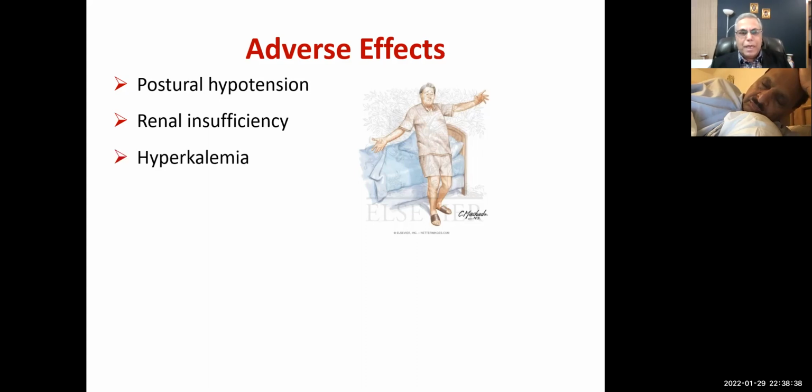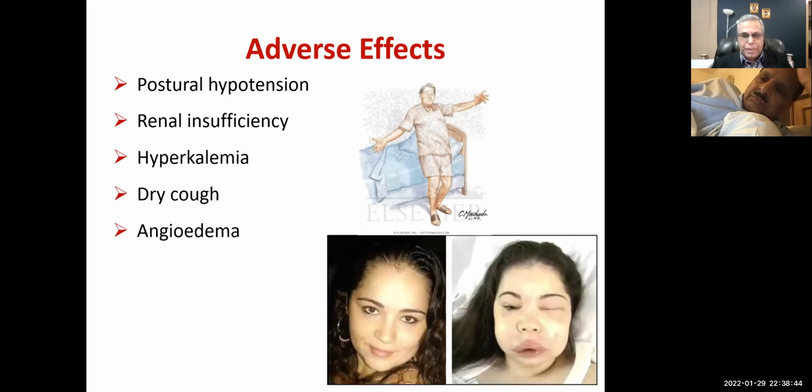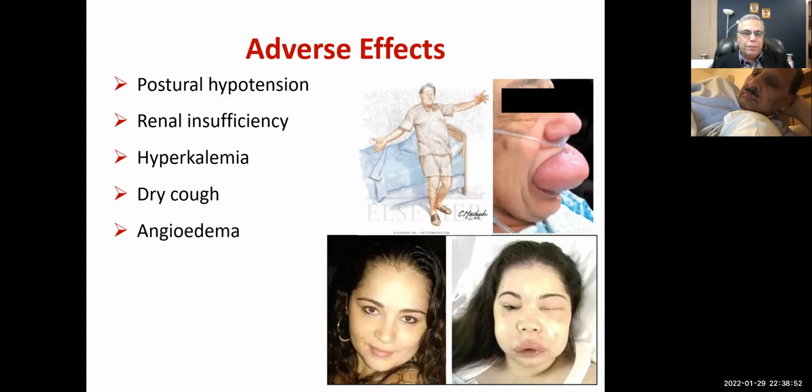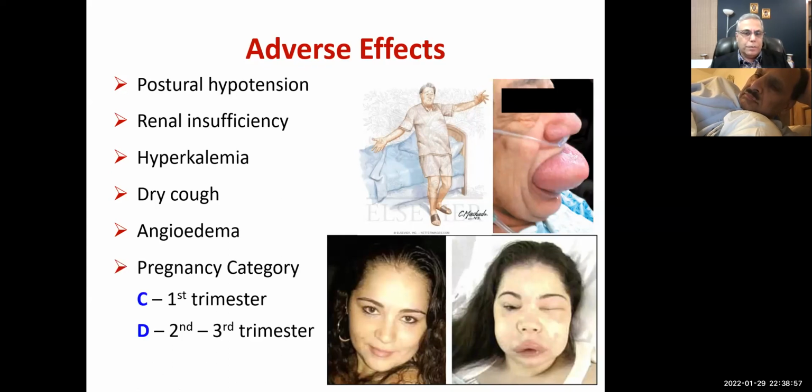You can get hyperkalemia because the GFR is low. You can get dry cough, angioedema. This is what angioedema is. It could be serious, there could be swelling of the larynx that could interfere with breathing, so it could potentially be fatal. Look at the tongue, pretty gross swelling of the tongue. And they are pregnancy category C and category D, all right?